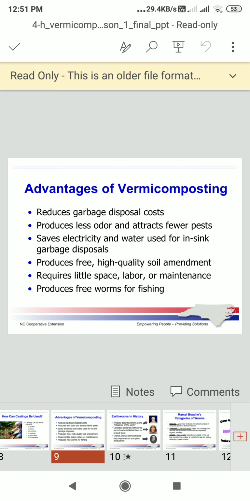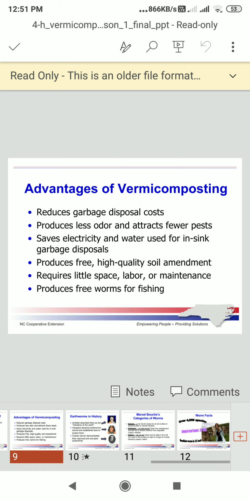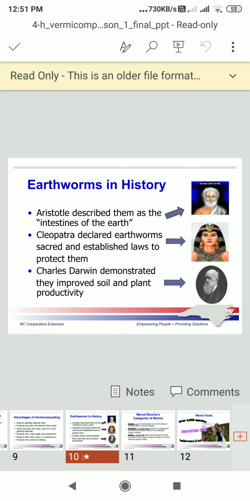The important advantages of this composting are that it reduces garbage disposal cost. It produces less odor and attracts fewer pests. It saves electricity and water used for in-sink garbage disposals. It produces free high quality soil amendment and requires little space, labor or maintenance. It produces free worms for fishing activities. We can use these for fishing also.